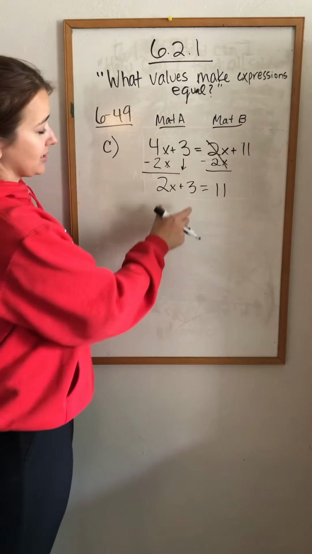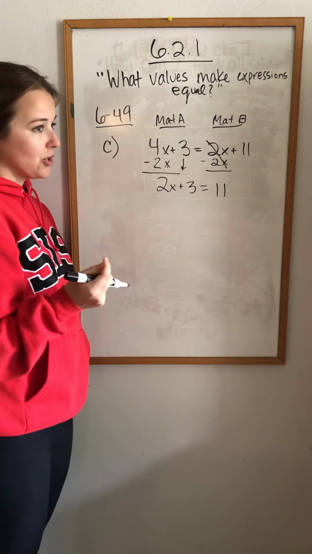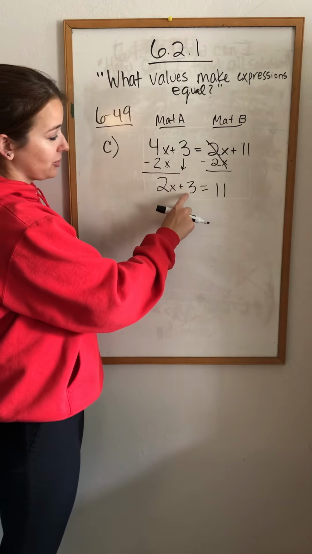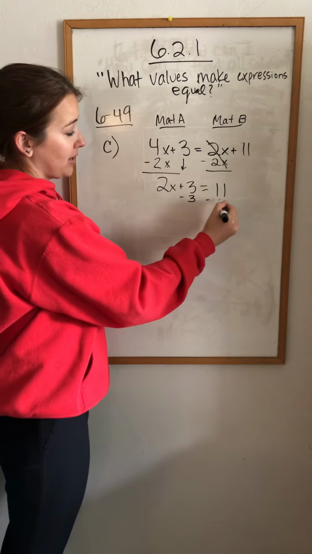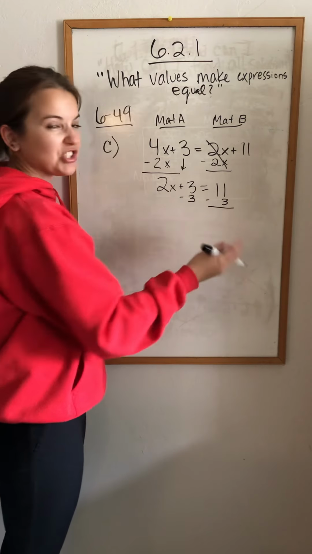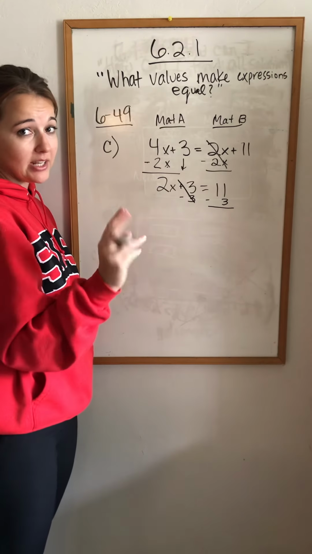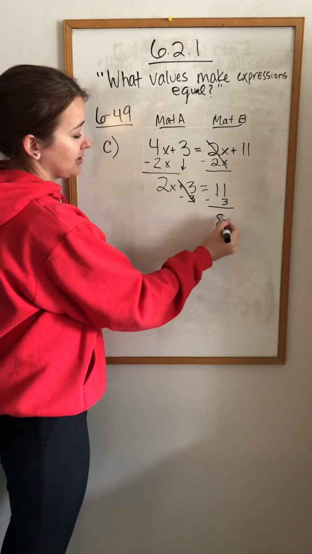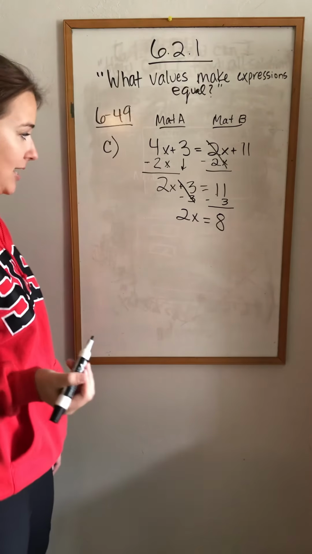Okay, same thing. This is still mat A, and this is still mat B. So I can do some more matching. I'm going to take 3 away from this side and match them up with 3 over here. I'm just taking them away, and that's okay because I'm doing it equally to both sides. So 11 minus 3 is 8. Bring down the 2X. 2X equals 8.